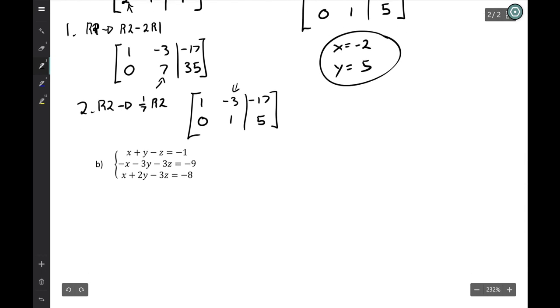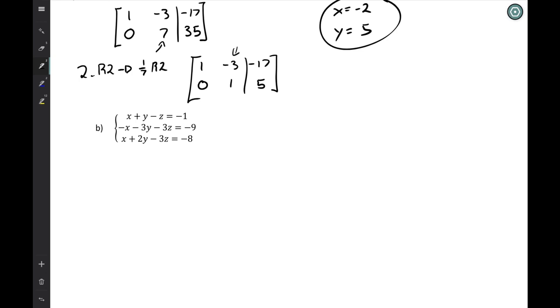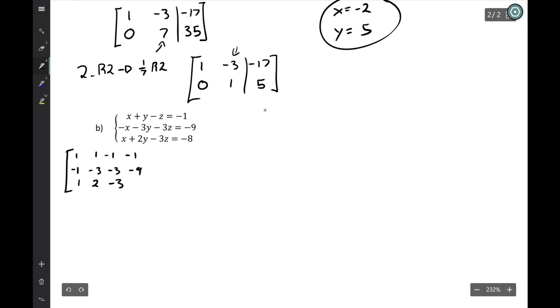Okay, with a 3-variable system, same process, just a lot of stuff going on. So I'm going to combine some things in the effort to make this go a little bit quicker. Make sure you pause and go back and see what's going on before you do this. So first step is to turn it into an augmented matrix. This is 1, 1, -1, -1, -1, -3, -3, -9, 1, 2, -3, -8. Here's my augment line like this.